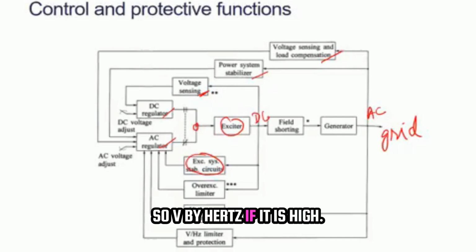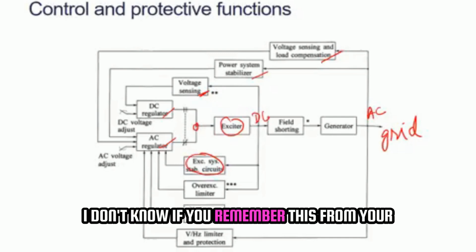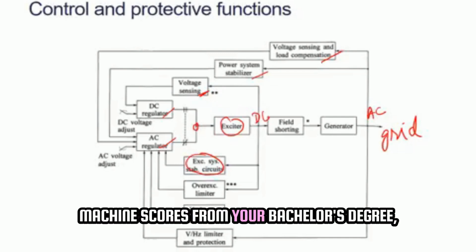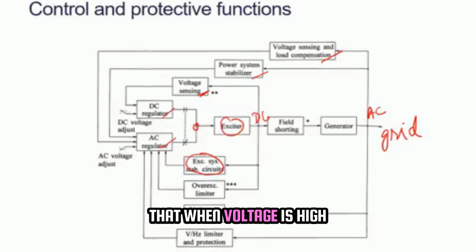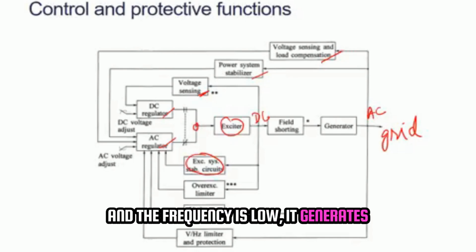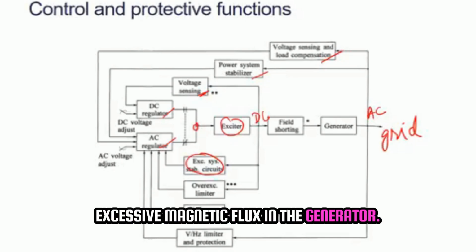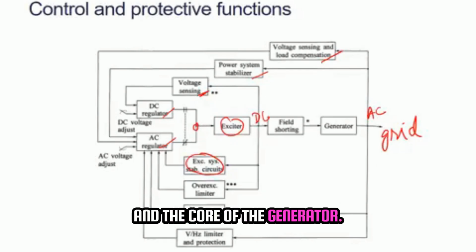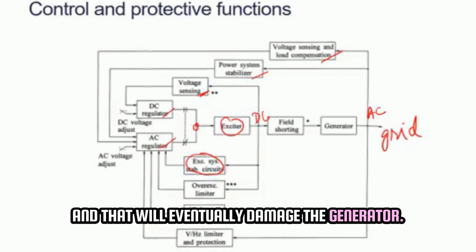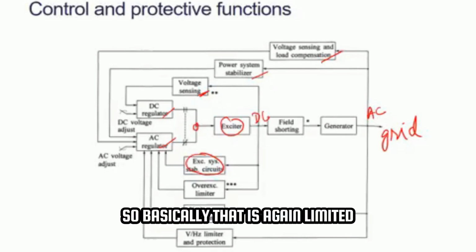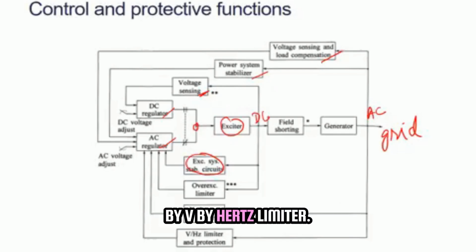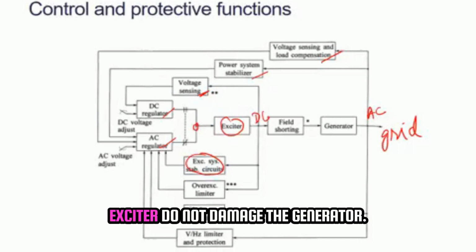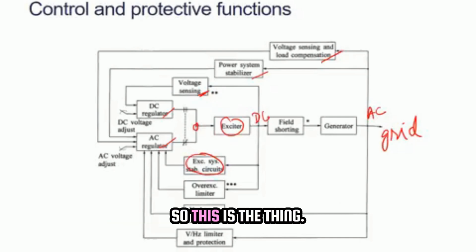So if V by Hertz is high, I don't know if you remember this from your machines course in your bachelor's degree, that when voltage is high and the frequency is low, it generates excessive magnetic flux in the generator, and that excessive magnetic flux will eventually heat up the coils and the core of the generator, and that will eventually damage the generator. That is again limited by the V by Hertz limiter. So basically, you need to ensure that the exciter does not damage the generator. So this is the thing.